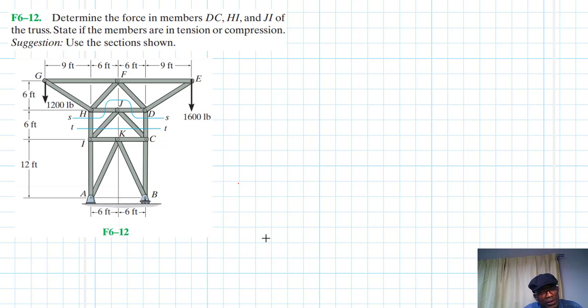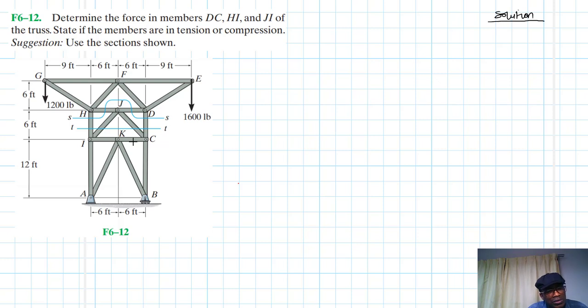Hello, I welcome you all to this another interesting screencast, and the problem reads, determine the force in members DC, HI, and JI of the truss. State if the members are in tension or compression, and then suggestions have been made to use sections S and T to find those member forces. This problem is coming from the Engineering Mechanics Statics textbook, 13th edition by R.C. Hibbeler.